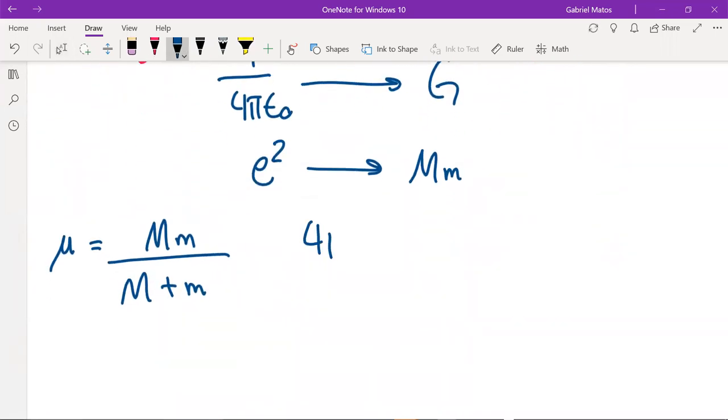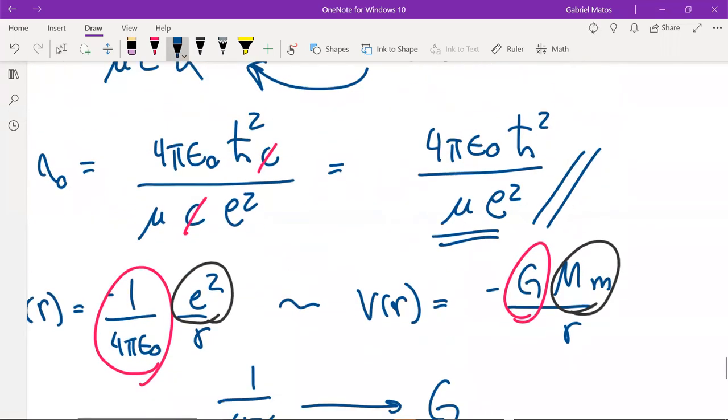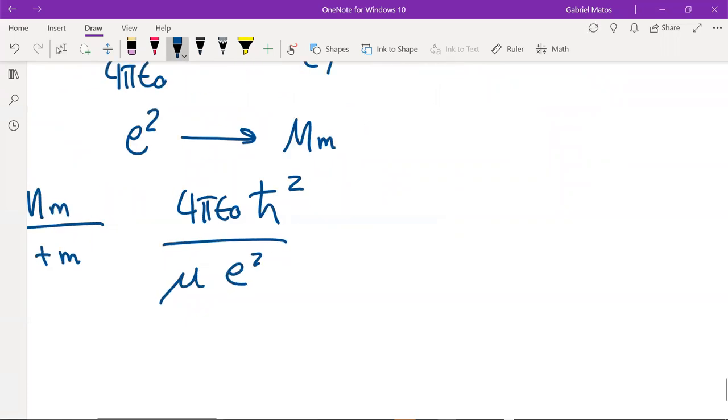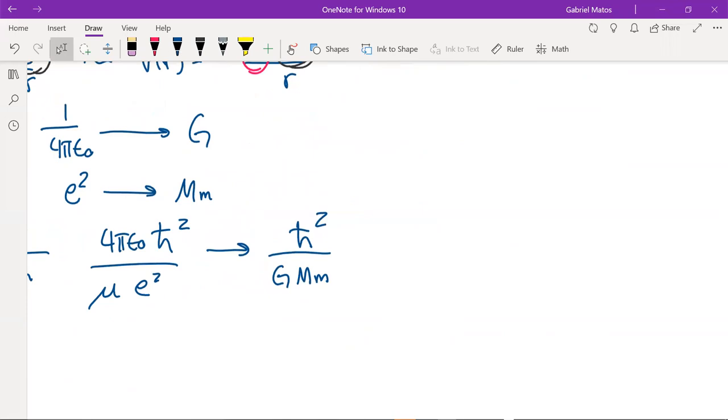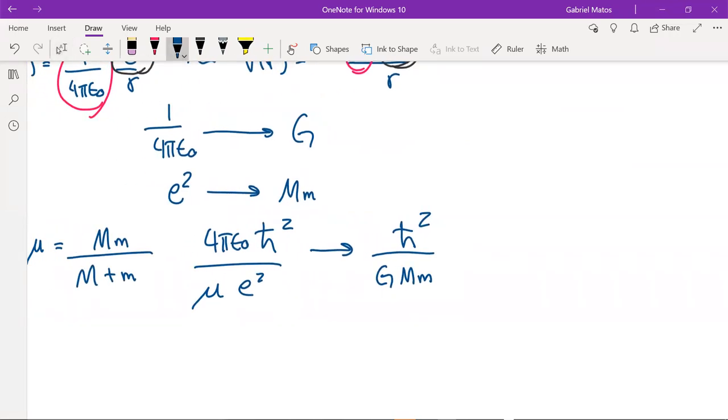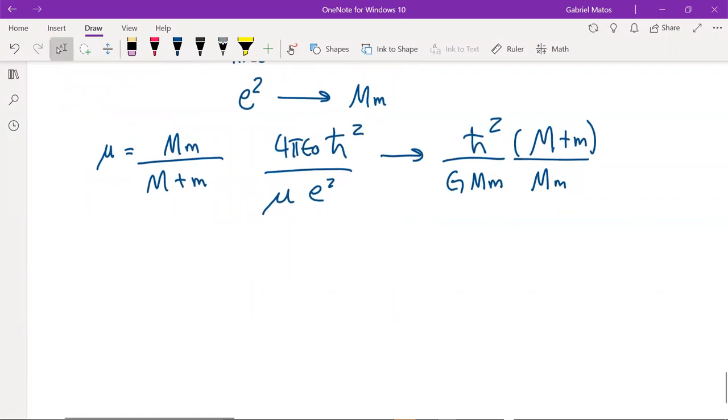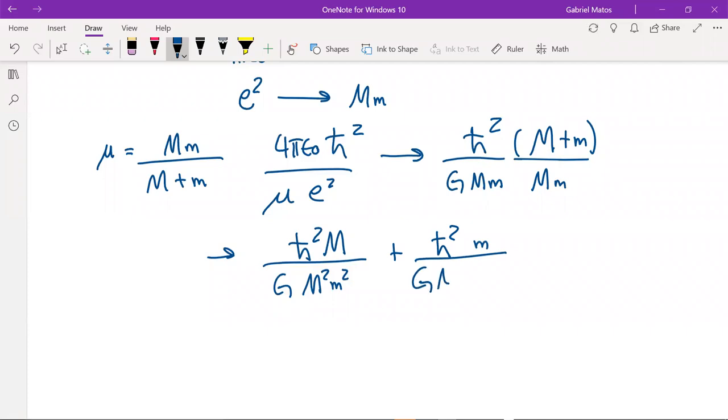So to make this more clear, you could write this as h bar squared over mu e squared. And this thing, using all of those little things that we found, is going to be h bar squared over G M m, and then times the reduced mass, which I'm just going to flip over because we have it in the denominator. So we're going to have big M plus little m over big M, little m. Now we can do some simplifying, not completely necessary, but it doesn't hurt. If you separate those two expressions, you have h bar squared M over G M squared m squared, plus h bar squared m over G M squared m squared.